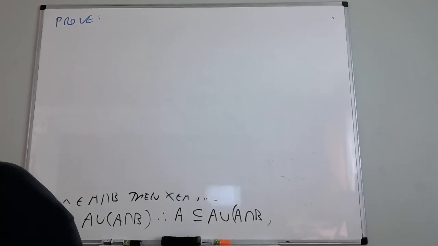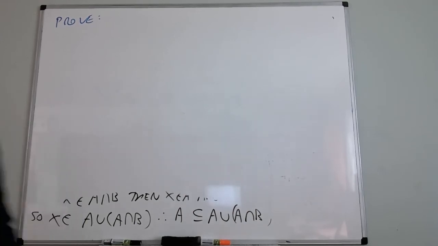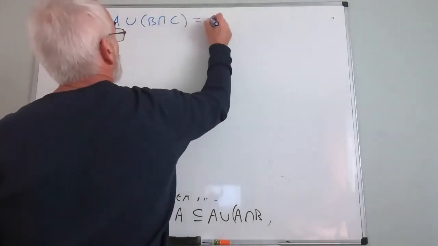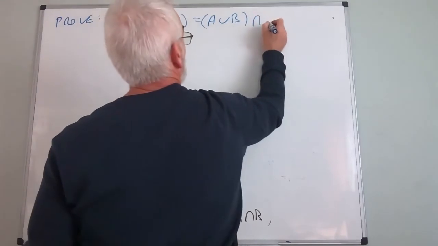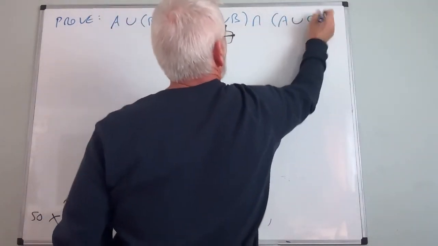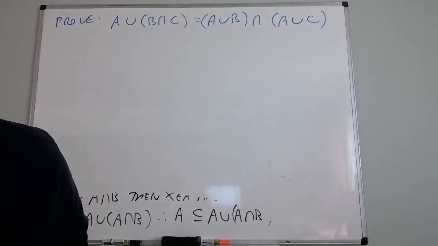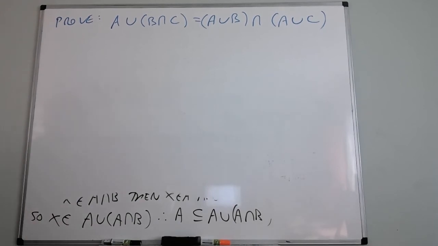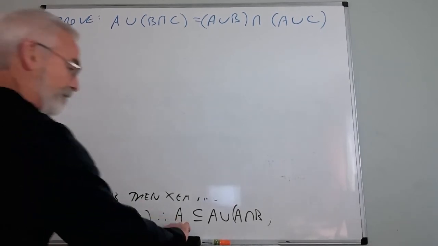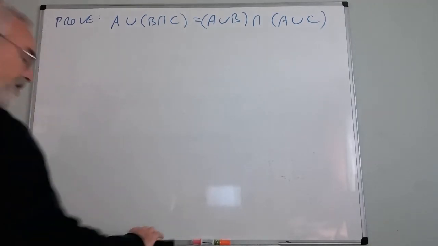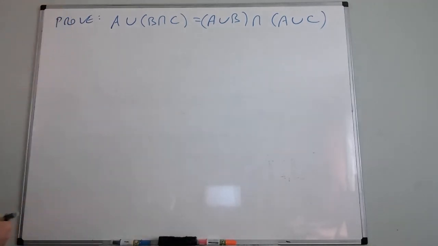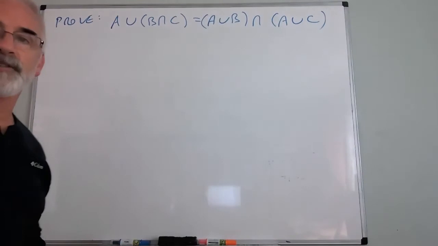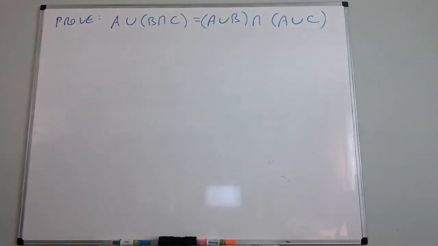Let's do one of the distributive laws, A union B intersect C. Make sure I wrote that down correctly. Yes, I want to prove this one. So we'll do just the containment in one direction. Again, just to save time, and plus my board is not that big. If I want to prove this, then I either start with the left side and show it's contained in the right side, or I start with the right side, show it's contained in the left side. It really doesn't matter which way you go.